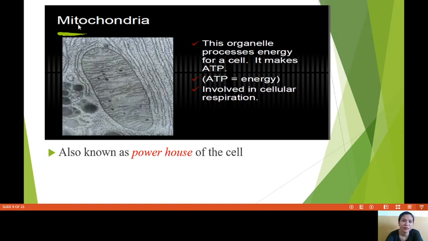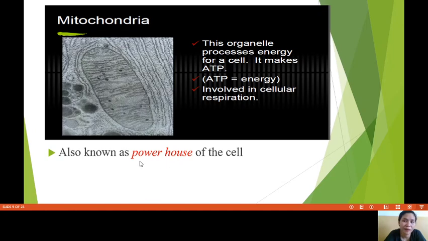Next, mitochondria. This organelle processes energy for a cell. It makes ATP, adenosine triphosphate. If you're going to take note of this, you can write: ATP equals energy, involved in cellular respiration, also known as the powerhouse of the cell. What is important about this mitochondria is that this is the so-called powerhouse.